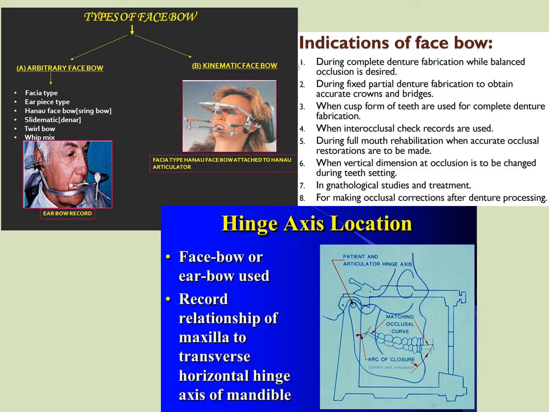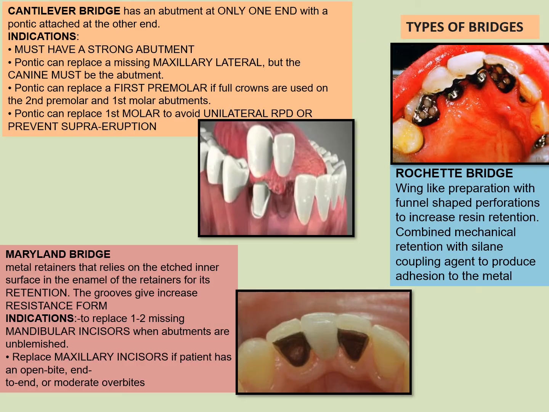Okay, so here we can see different types of face bow like arbitrary or kinematic face bow. Arbitrary bow is most commonly used. It is accepted by a semi-adjustable articulator, while kinematic is mainly for a fully adjustable articulator. The main function of the face bow is to record the relationship of the maxilla to the transverse hinge axis. So you can see the design here, and also you can read the indication of the face bow.